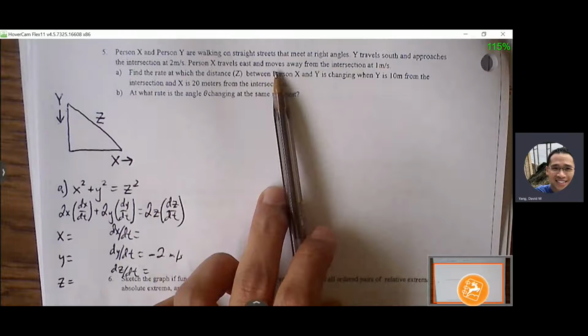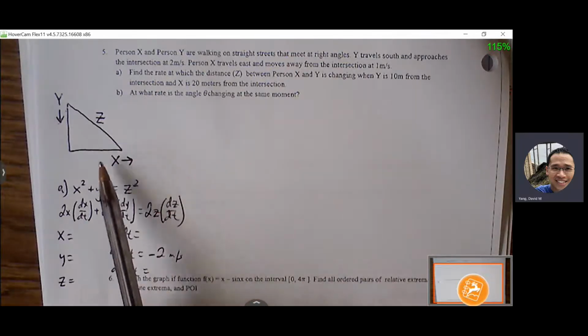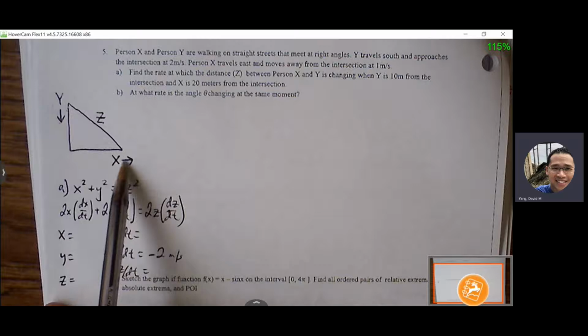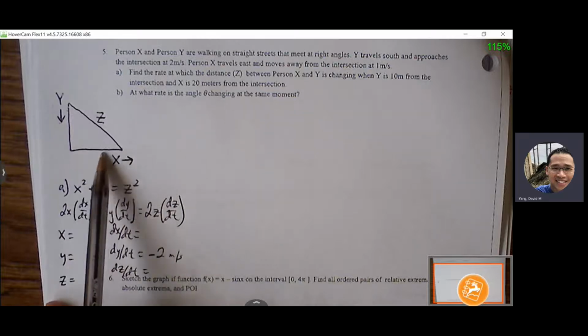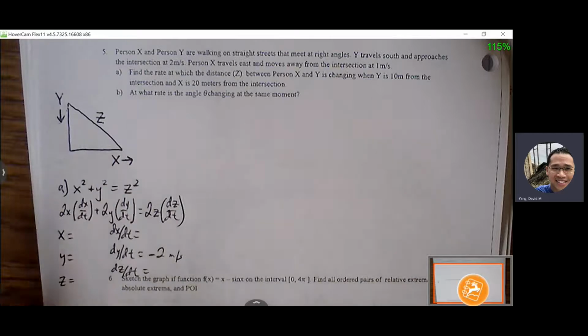Person X travels east, moves away from the intersection at 1 meter per second. Positive or negative? Positive because X, not because it's moving right, but because this horizontal length of the triangle is increasing as time passes.